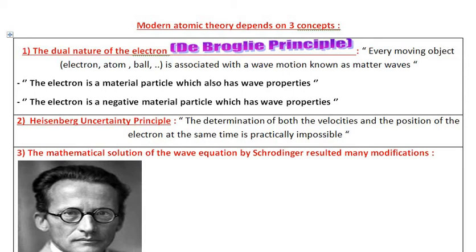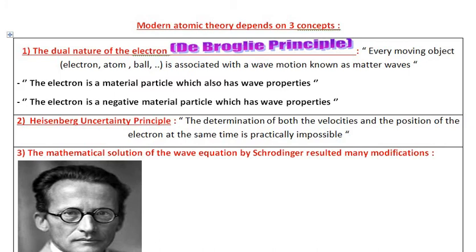The second concept is Heisenberg uncertainty principle, which states that determination of both the velocity and the position of the electron at the same time is practically impossible. This is because the electron is a very minute particle, its mass is negligible, very, very small, so it doesn't move easily, but it moves in the form of waves. So the determination of its position is practically impossible.